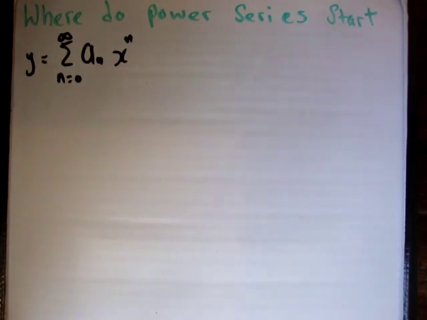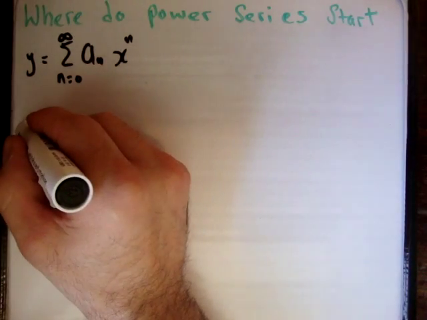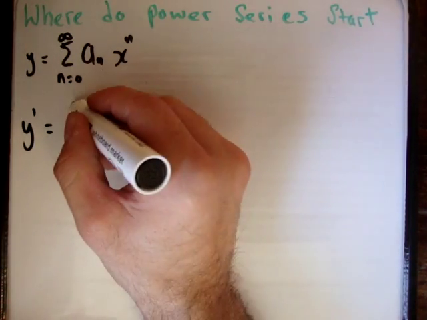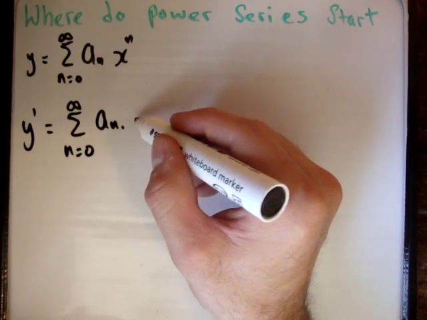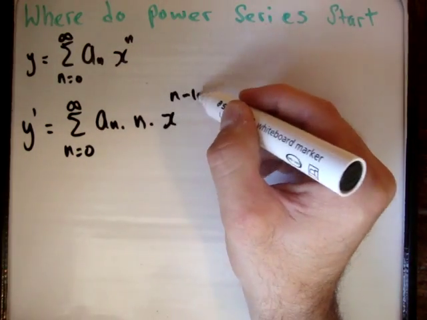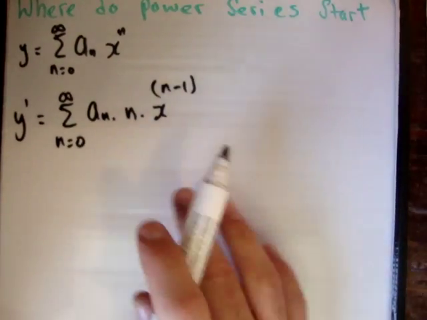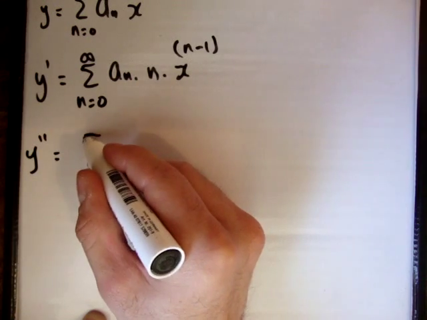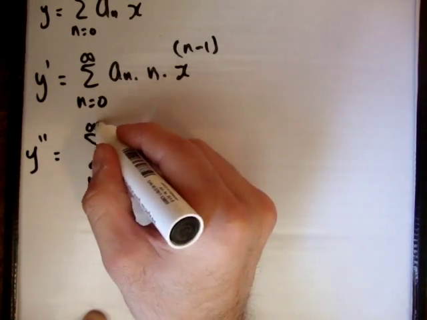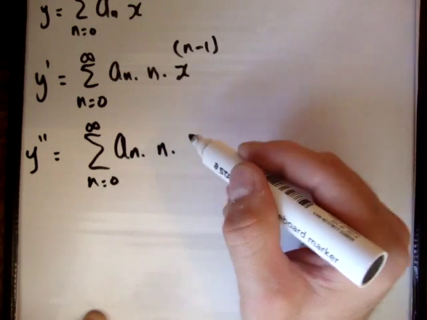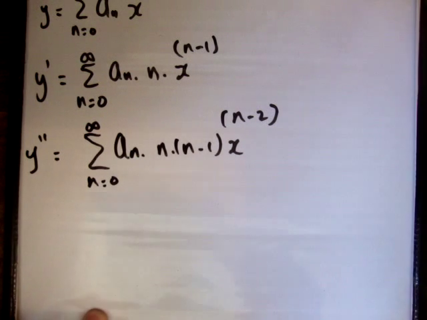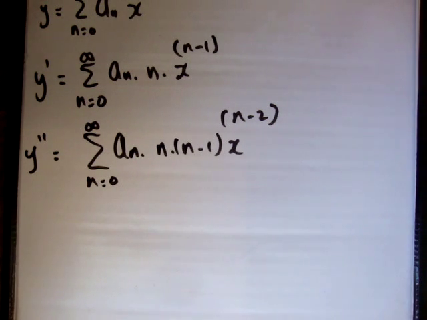And in another video I showed you how to differentiate a power series. So I'm just going to differentiate this straight out and get y prime. So y prime is going to be the sum from n is equal to 0 to infinity of a sub n times n times x to the n minus 1. Similarly, y double prime is going to be the sum from n is equal to 0 to infinity of a sub n times n times n minus 1 times x to the n minus 2. And look where all these power series start. They all start at 0.